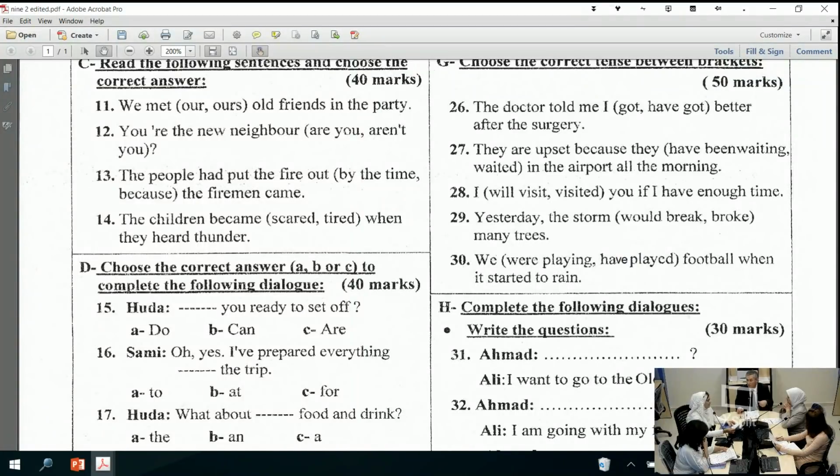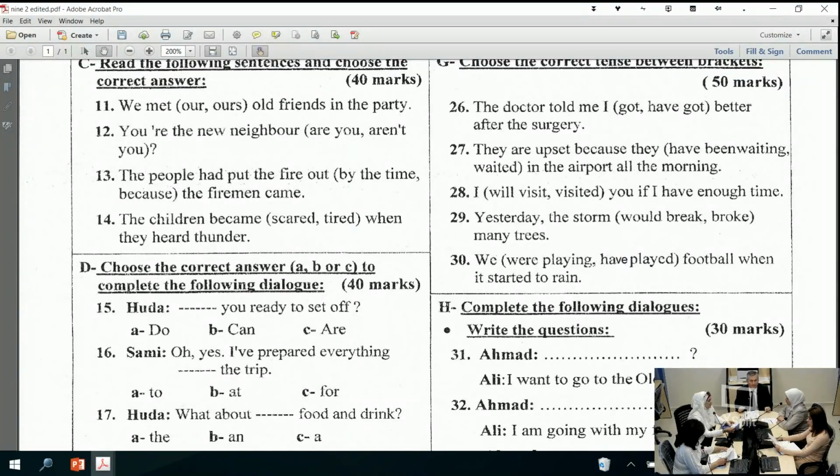If we don't have an auxiliary, like simple present and simple past, we use do, does with the present simple and did with past. And in this sentence, we have the verb are: you are the new neighbor, so the tag is aren't you. We have are you and we have aren't you. The student needs to know that he should use the negative because the sentence is positive. And if it is negative, here we should use are you. Yes, exactly.